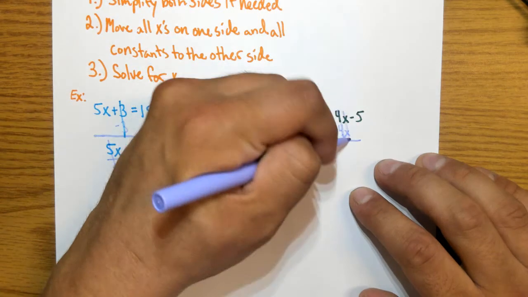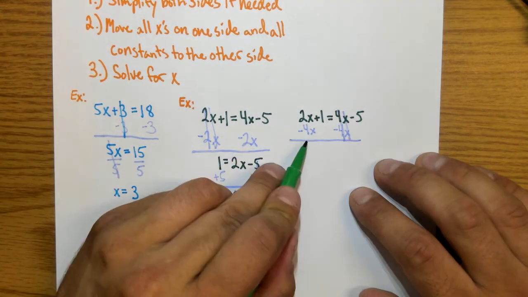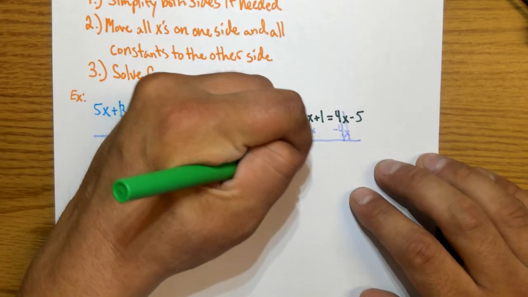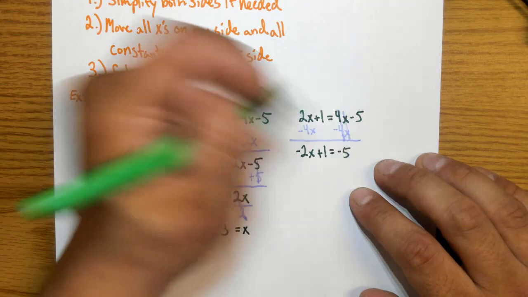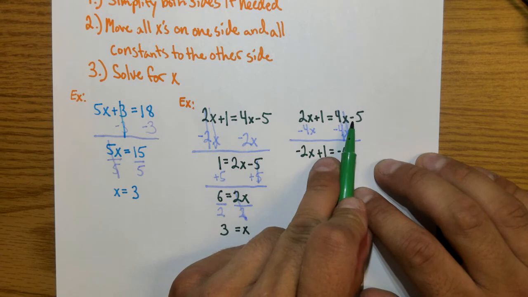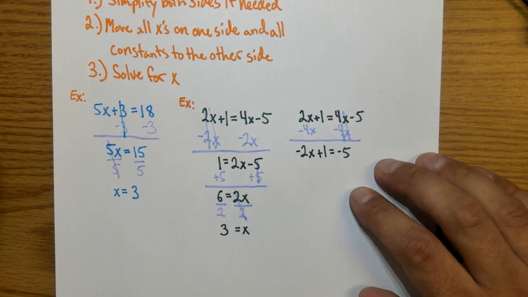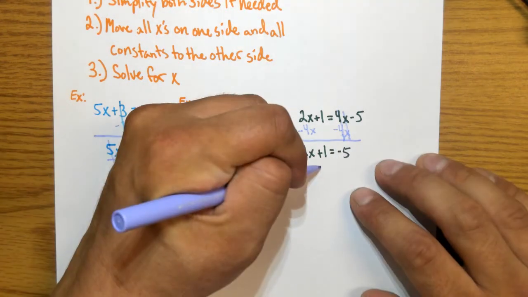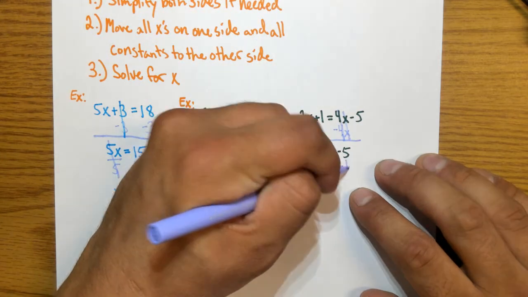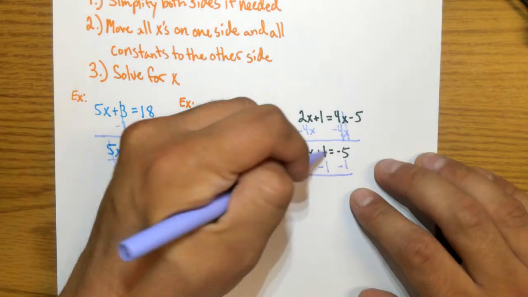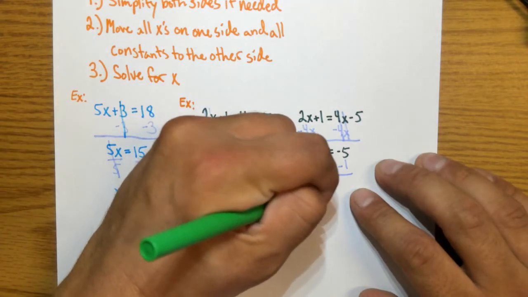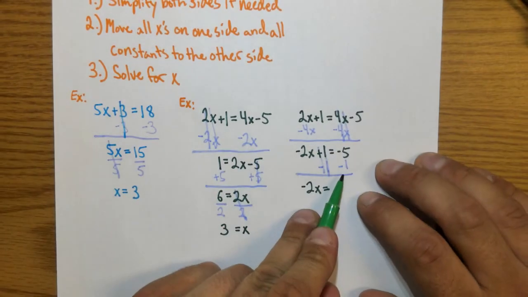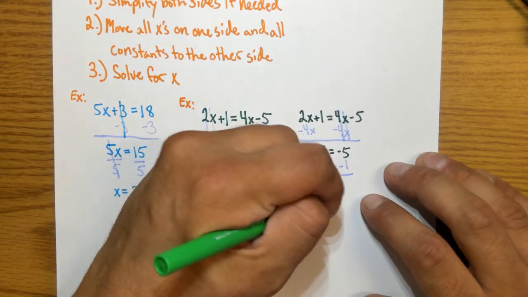That will cancel this out. 2x minus 4x is negative 2x, plus 1 equals negative 5. Now remember, it's a negative because there's a minus in front of it, which it needs to carry down. And then we subtract 1 to move all of our constants onto the other side. That's going to cancel this. So we're going to have negative 2x is equal to negative 5 minus 1, which is negative 6.